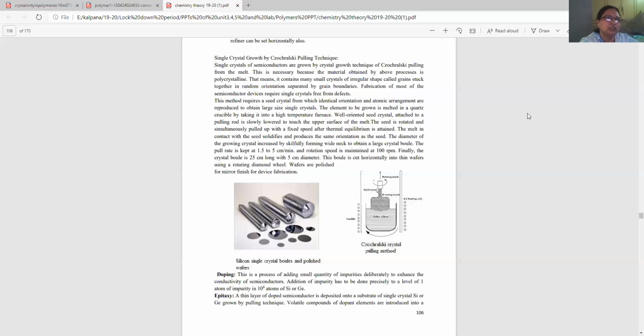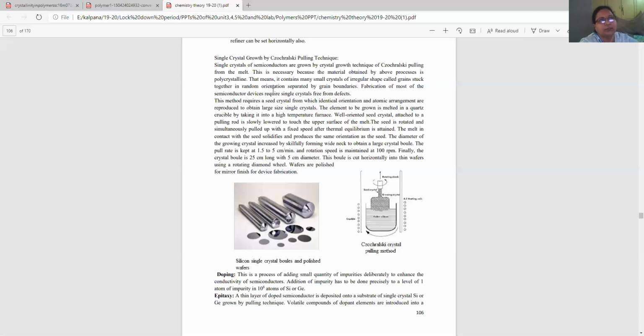So here in Czochralski crystal pulling technique, we are going to study how single crystals of semiconductors are made, whereas in zone refining, polycrystalline materials were manufactured. Here, we are going to prepare single crystals. So single crystals of semiconductors are grown by the crystal growth technique of Czochralski crystal pulling from the melt.